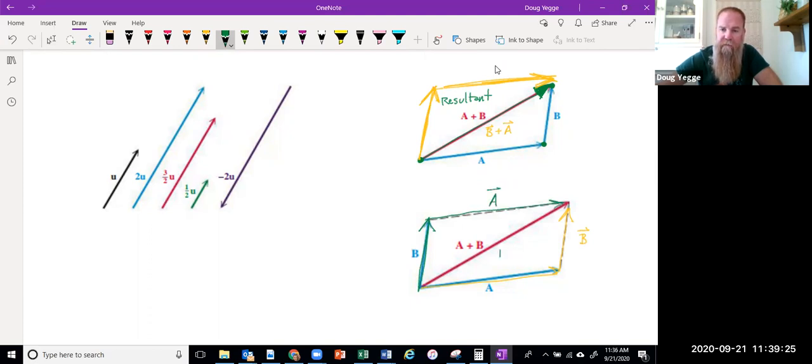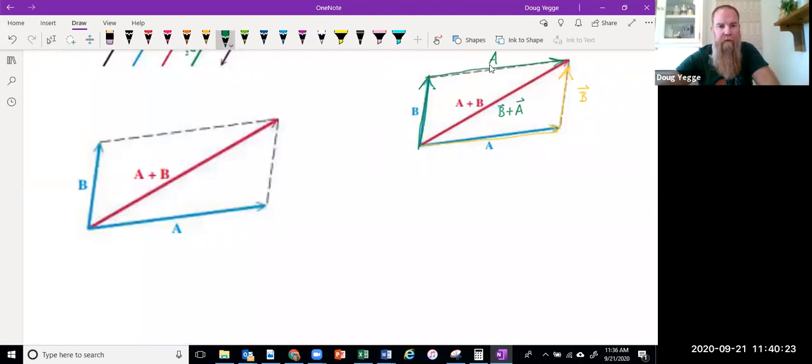And so A plus B and B plus A are exactly the same. Now there's some very interesting properties that are going to help us with some trigonometric applications involving vectors, some very important properties of parallelograms. You should first of all notice that both of these vectors B are parallel to each other. And both vectors A, since they're the same vector, are also parallel to each other.